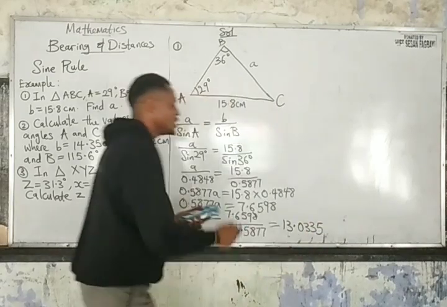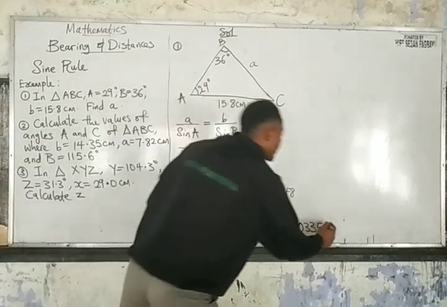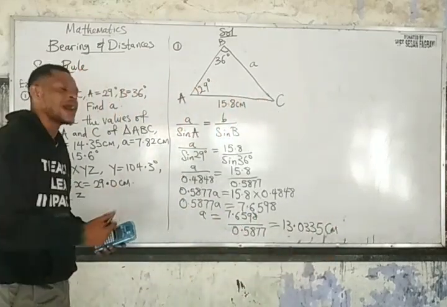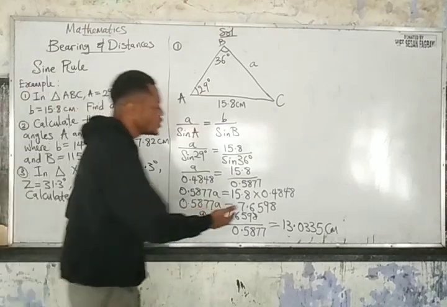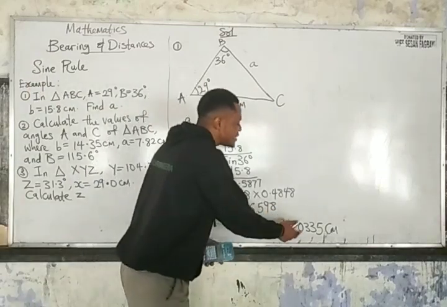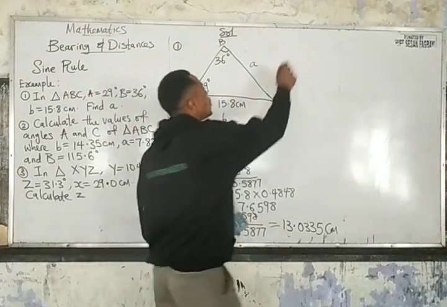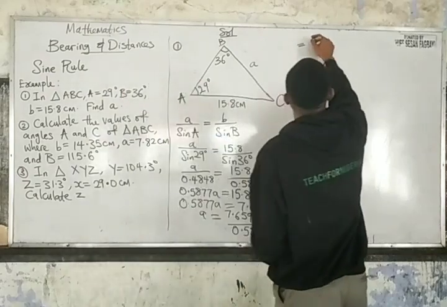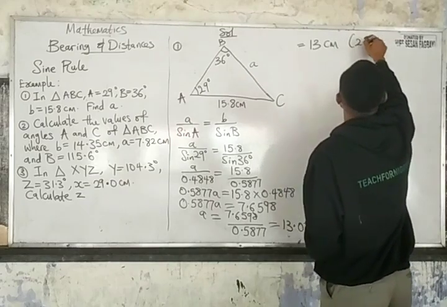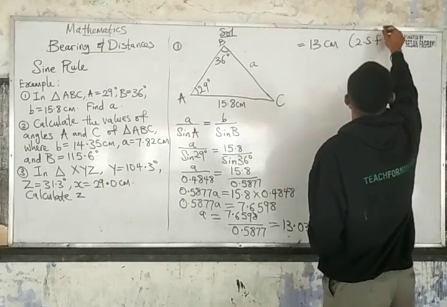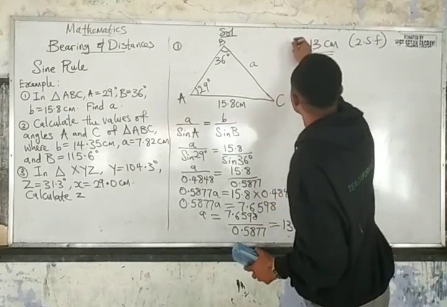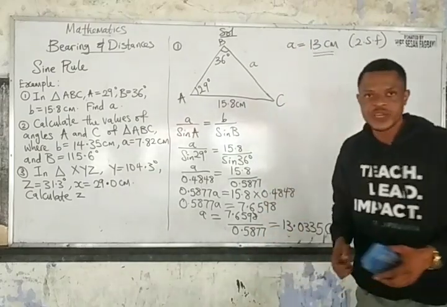13.033. This is what we shall have for this in centimeters, depending on how they want us to leave our answer. But if you are to leave it as two significant figures, it's going to end up to be 13 centimeters. So I'll finish it to be 13 centimeters in two significant figures. Easy. That's what side A will give us.